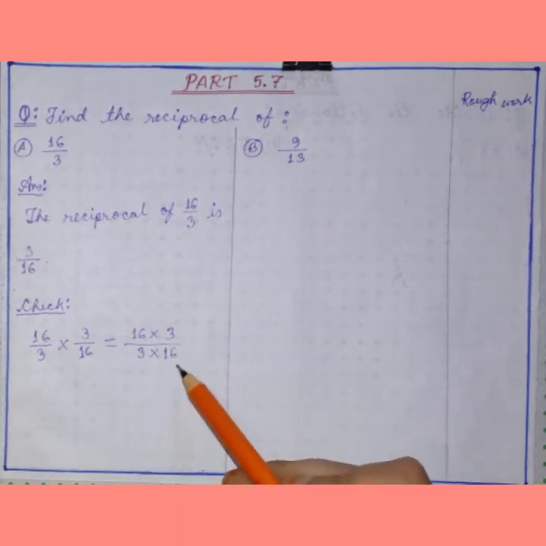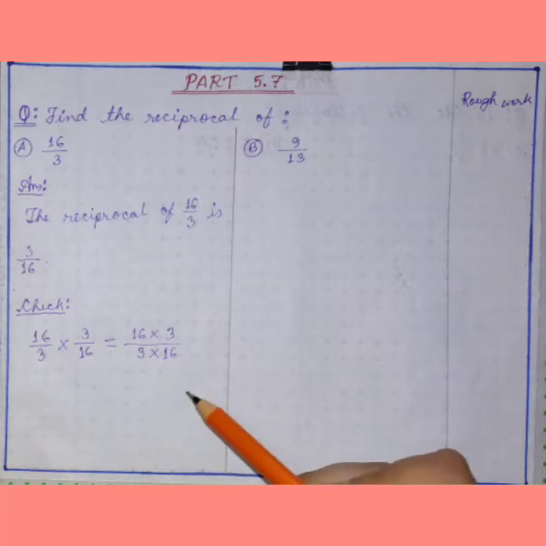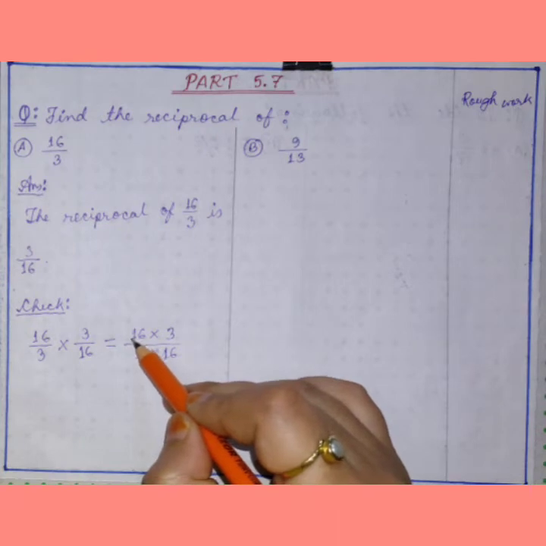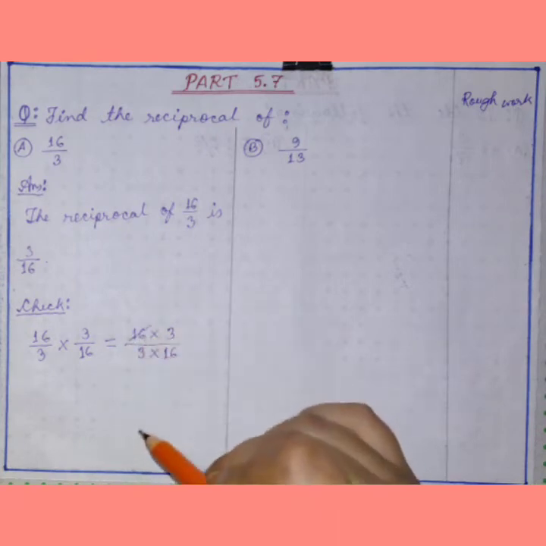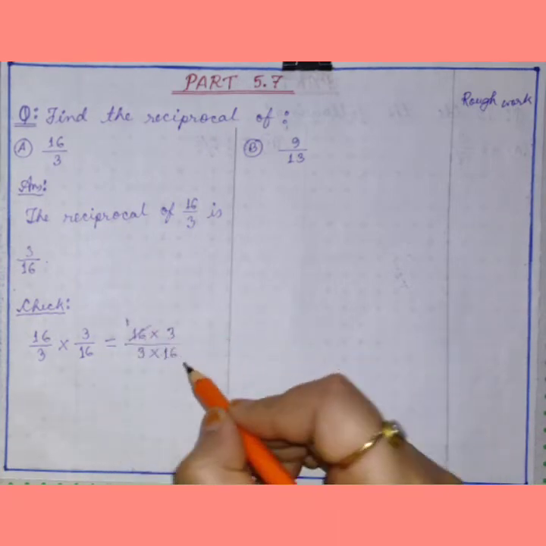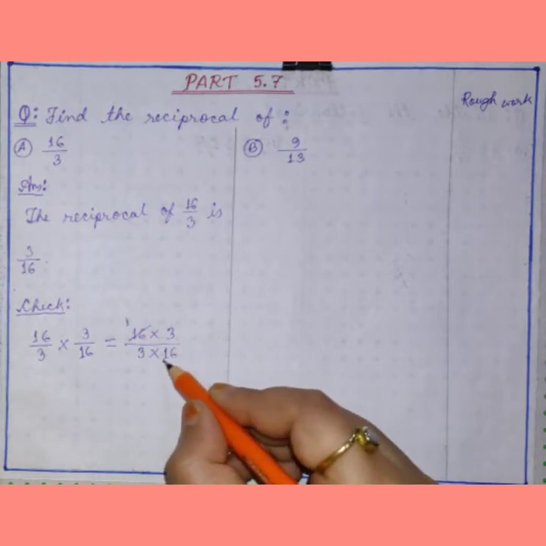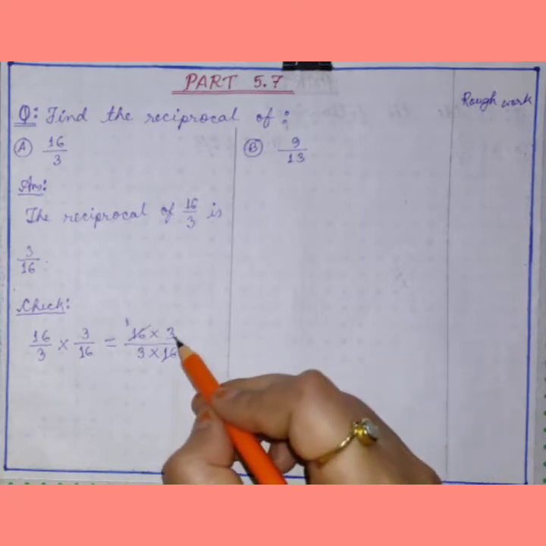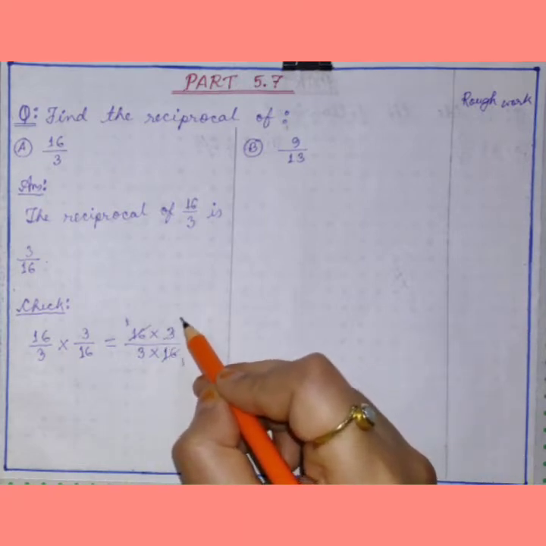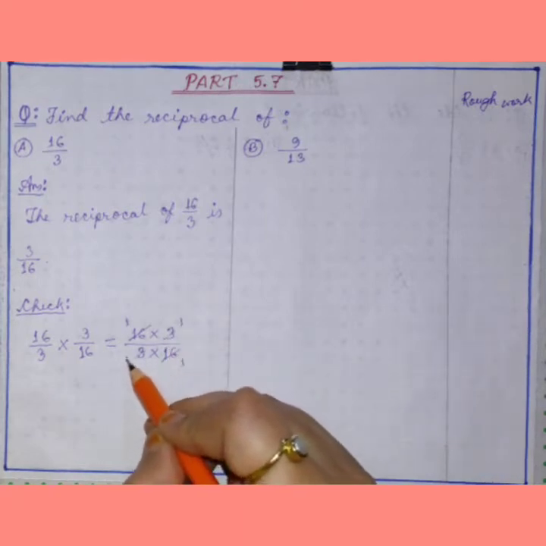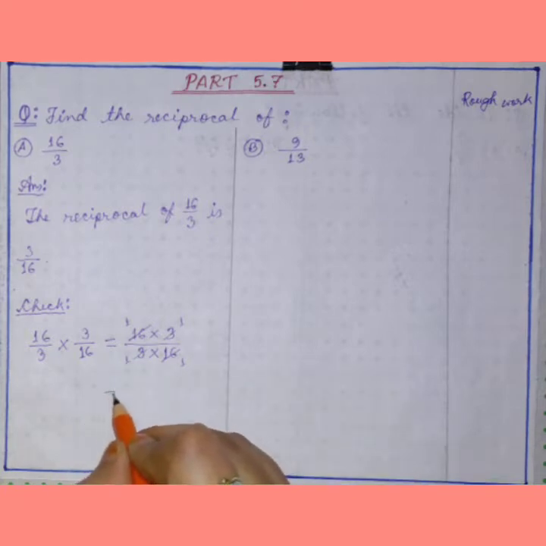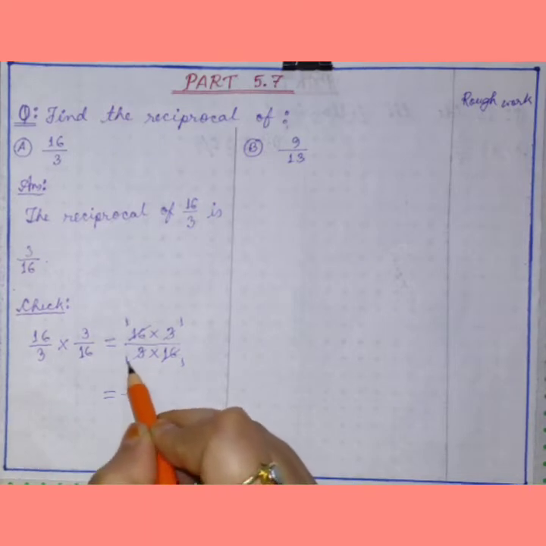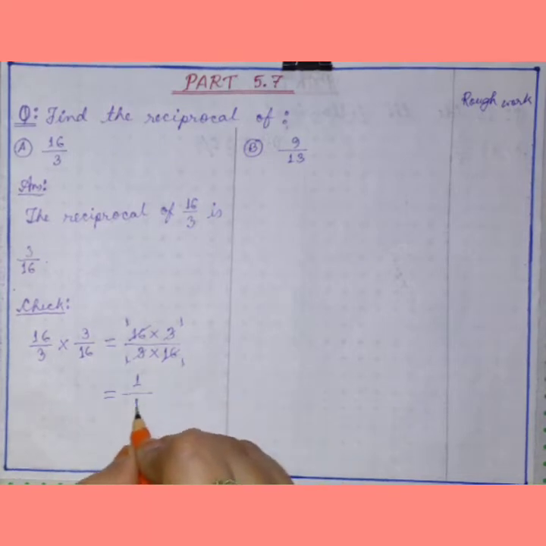Then the next step is to check whether they can be cancelled out or not. See here, 16 and 16 can be cancelled out. We divide this 16 by 16 and get 1, and this 16 also divided by 16 gives 1. Then this 3 also can be divided by 3, and we get 1. Then 1 into 1 is 1, and again 1 into 1 is 1.